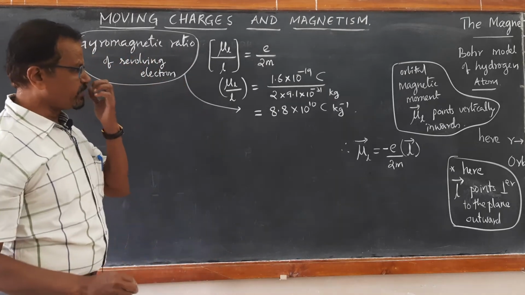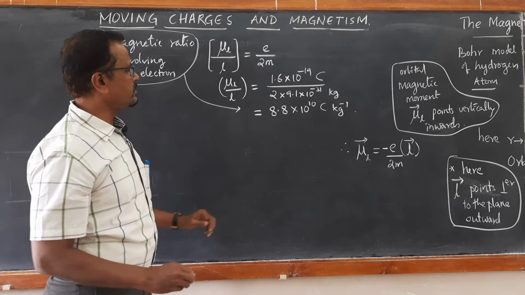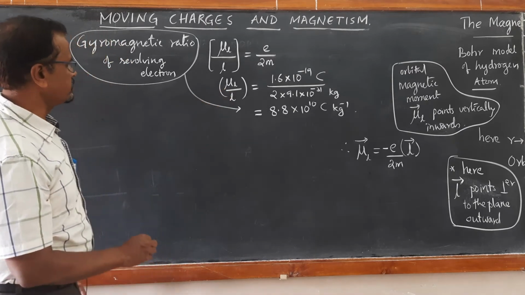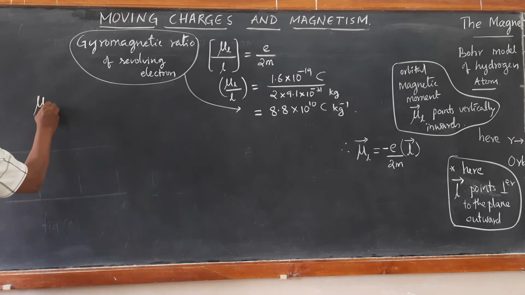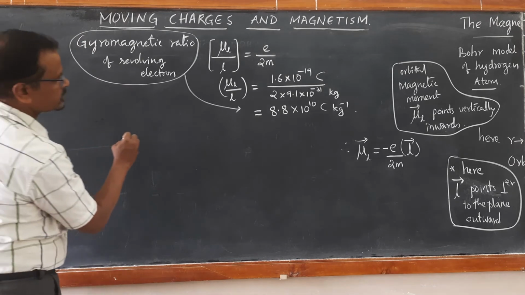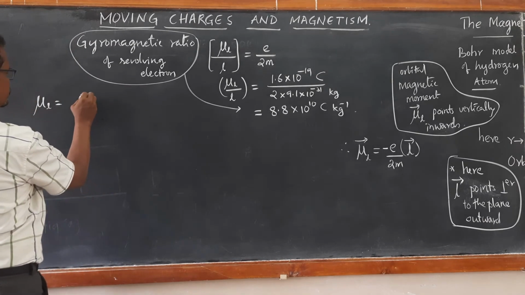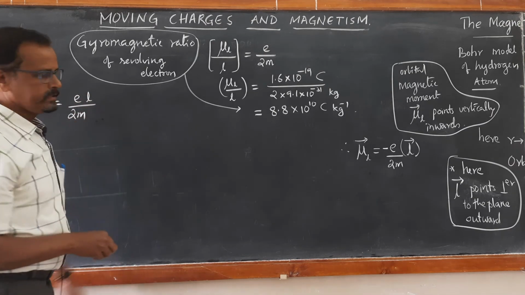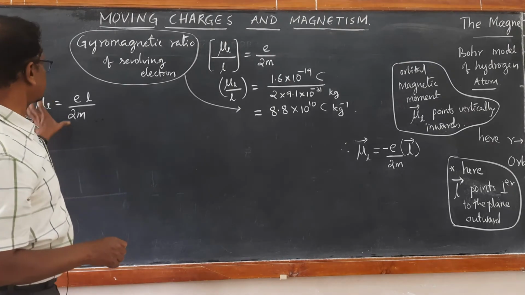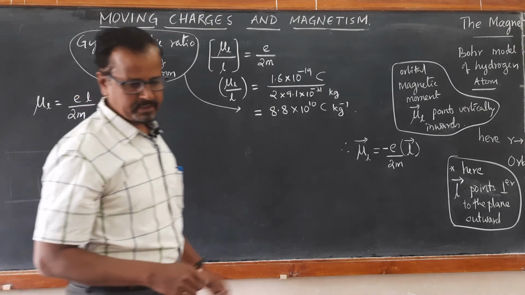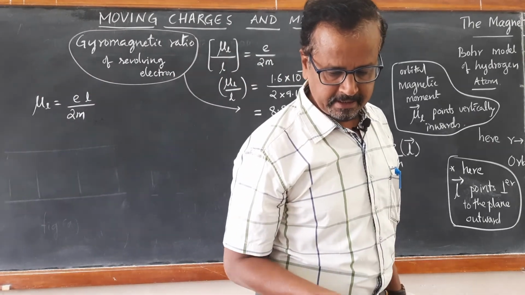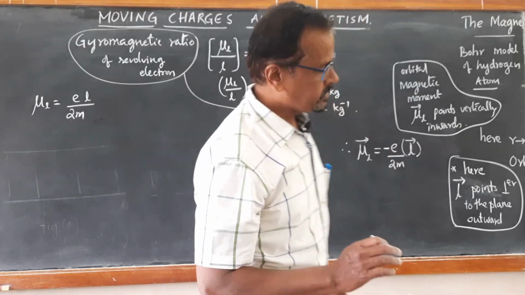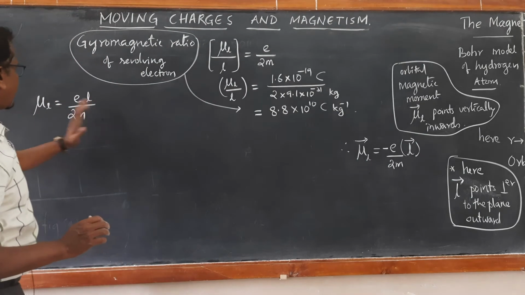Now, coming back to the equation of the orbital magnetic moment of a revolving electron, mu L is equal to eL upon 2m. Let us take only the magnitude, so that we will not consider the negative sign. If you take the negative sign, then you have to write the direction. So, here L is the angular momentum.